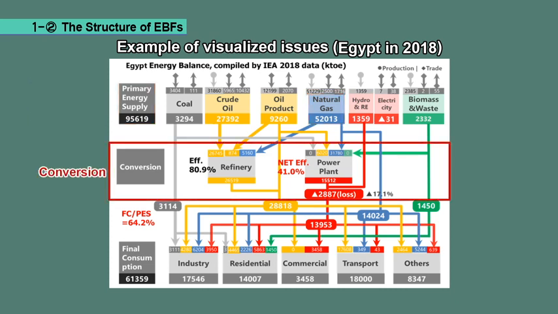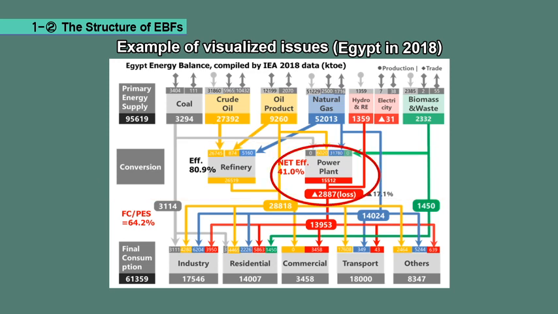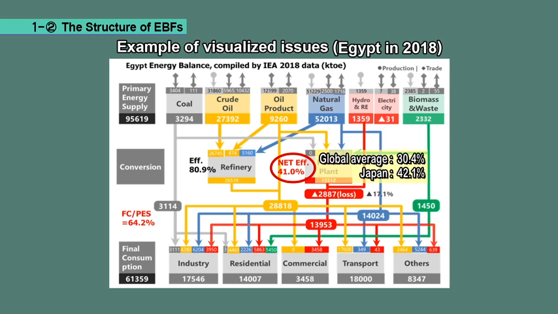The middle part shows conversion. The thermal power generation efficiency in Egypt is high, with net efficiency at 41%. The global average is 30.4%, and about 42% in Japan. So the generation efficiency in Egypt is not so bad, and there's not much room for EE and C targeting power plants in Egypt.